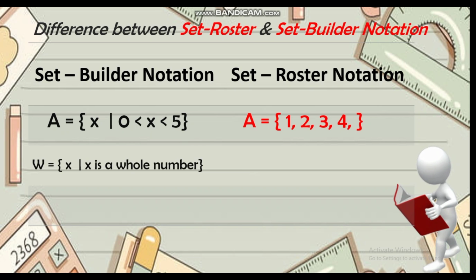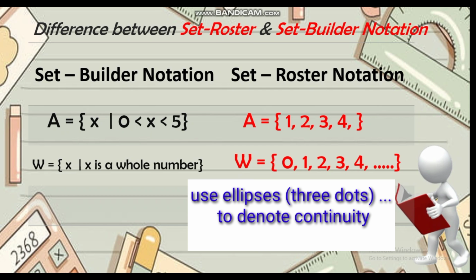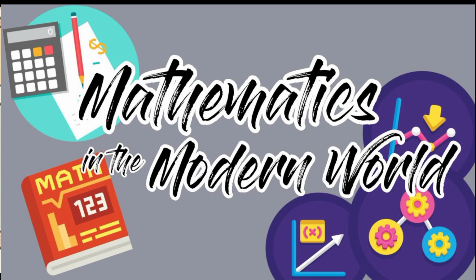Another example. Set W is the set of all x such that x is a whole number. The elements of set W are whole numbers. In set roster notation, it looks like this: set W is equal to 0, 1, 2, 3, 4, and so on and so on. Again, the elements are separated by commas and placed inside a pair of braces.